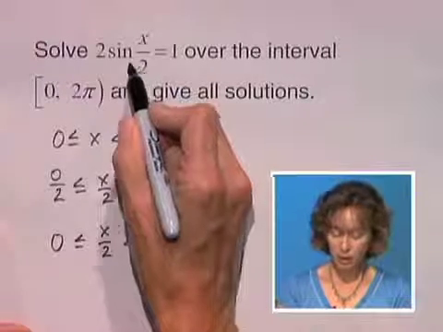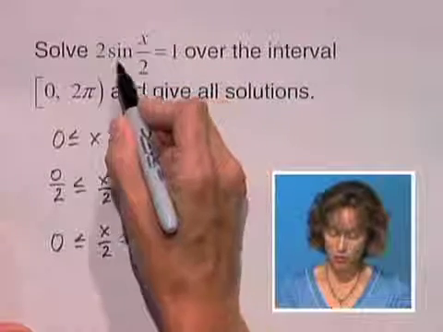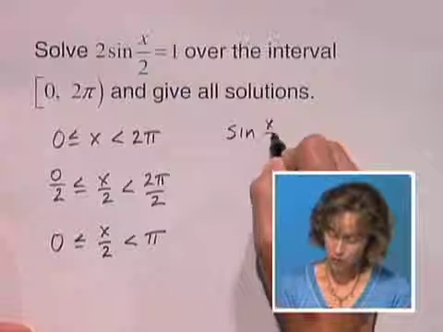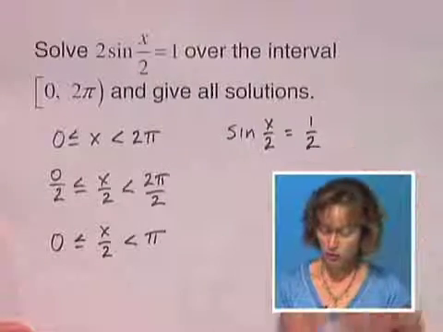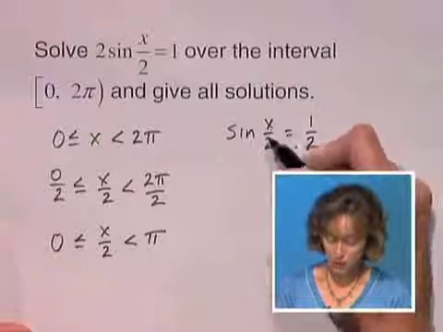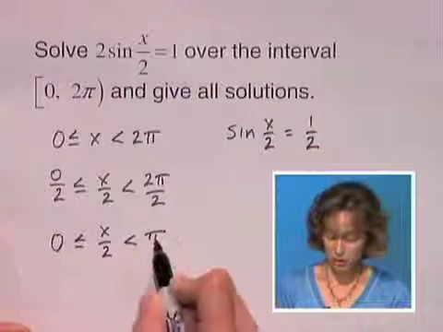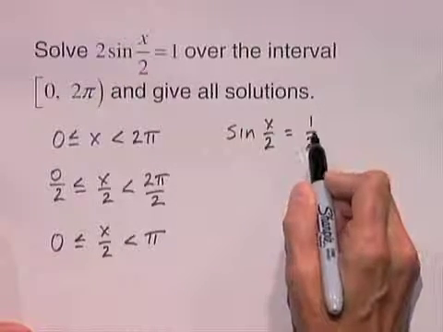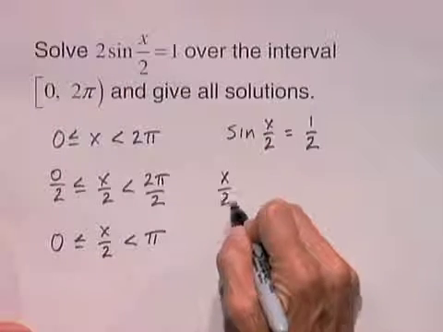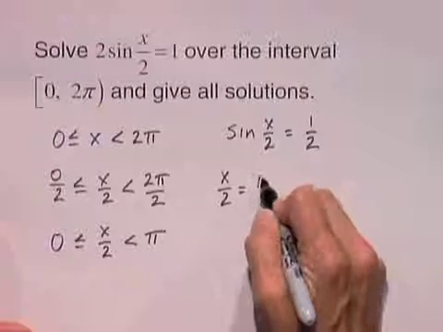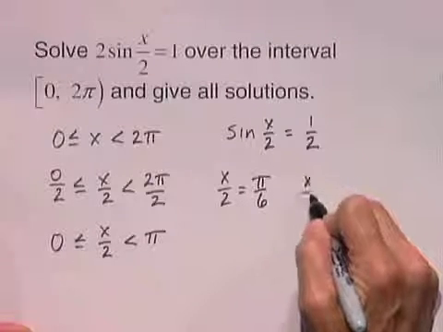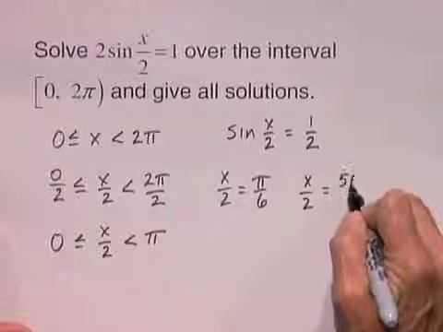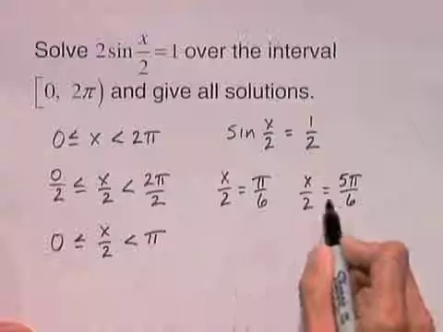Now, coming to the equation, I'm going to isolate sine of x over 2 by dividing each part of the equation by 2, which leads me to sine of x over 2 equals 1/2. I'm looking for x over 2 to be between 0 and pi. Now, the angles whose sine equals 1/2 between 0 and pi are, in quadrant 1, x over 2 equals pi over 6, and in quadrant 2, where sine is positive, x over 2 equals 5 pi over 6, which has pi over 6 as a reference angle.